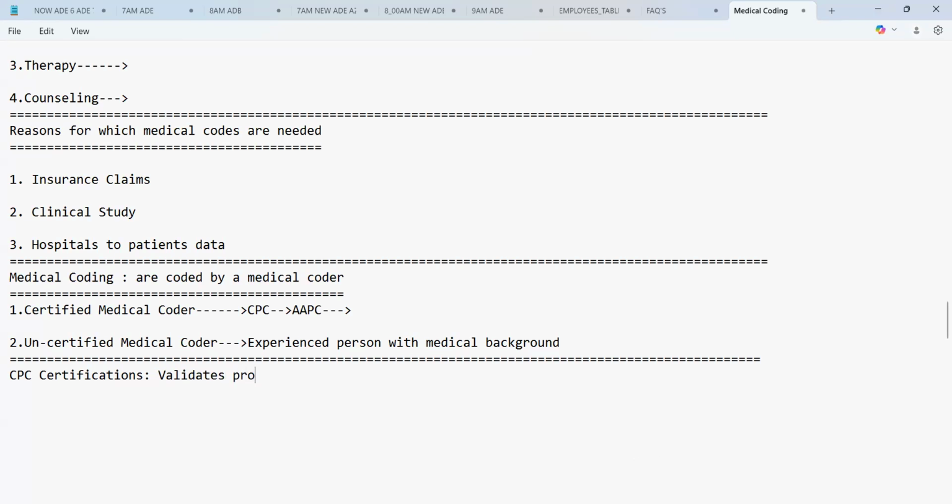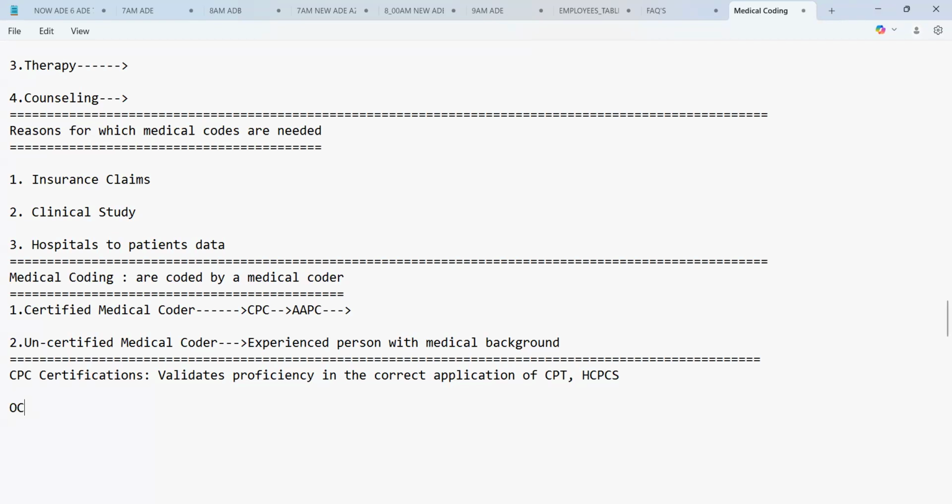proficiency in the correct application of CPT, comma, HCPCS. And under this again, you will have, what is it?